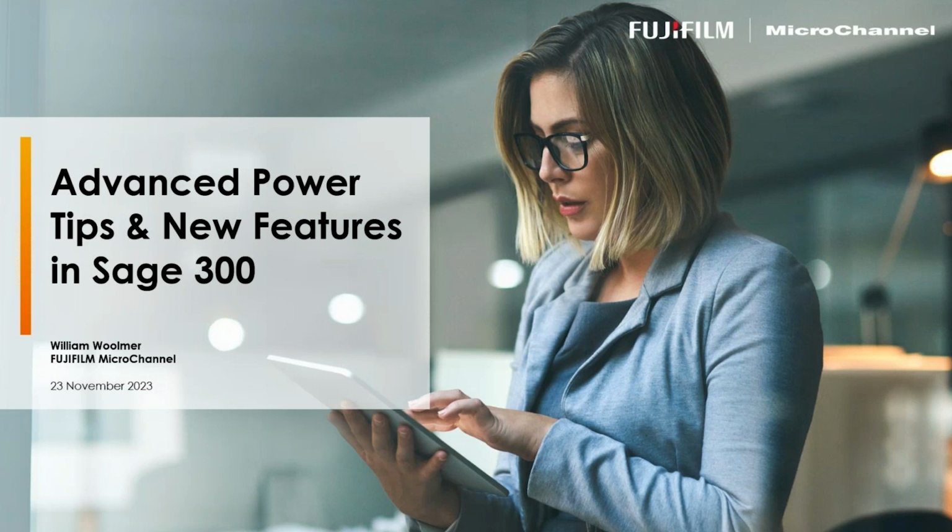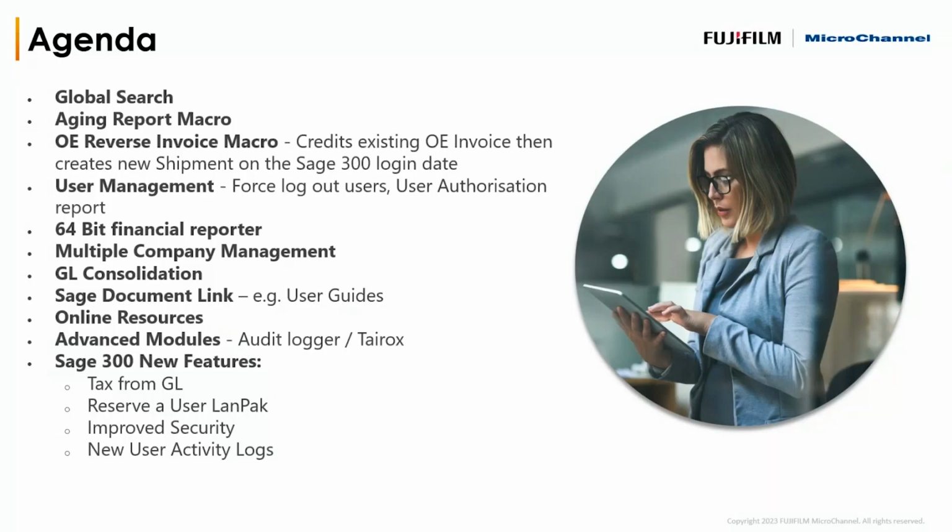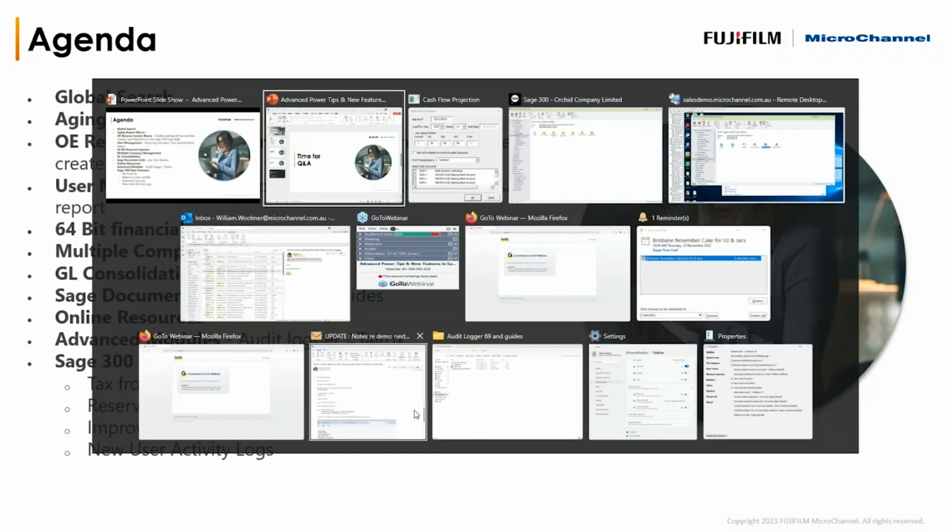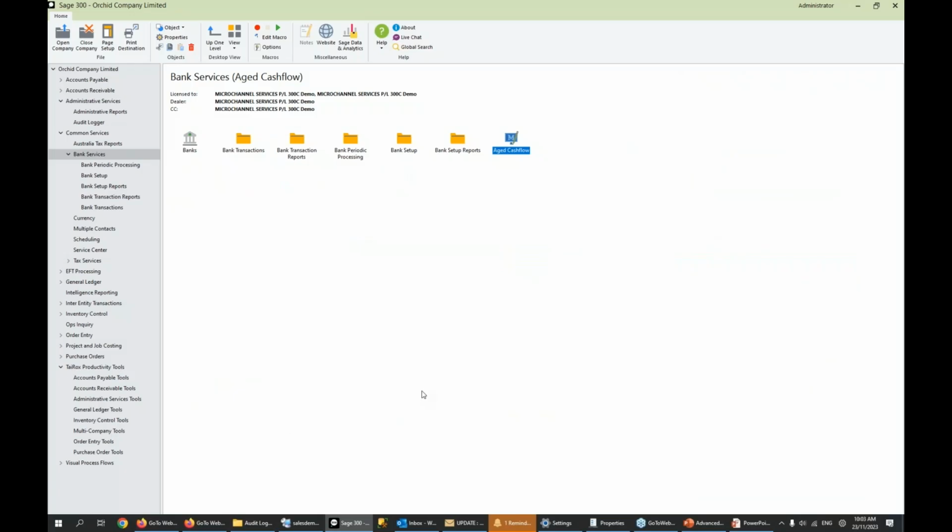All right, so here we go. My agenda, as I say, is to go through these points which have already been given to you. I'll start by looking briefly at global search. Global search is not a new feature for Sage in effect, but I don't know that everyone is using it, so I thought I'd just call it out.